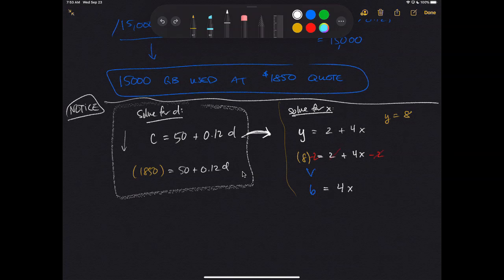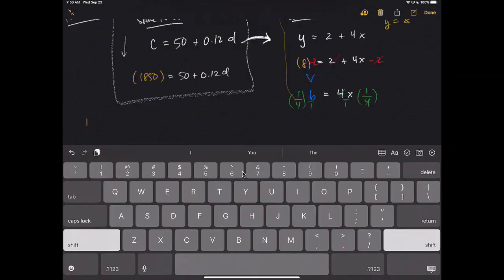And then I divide both sides by 4 or multiply both sides by 1/4. Right, so we see that these 4s cancel. 6 over 4 really reduces to 3/2 or 1.5.